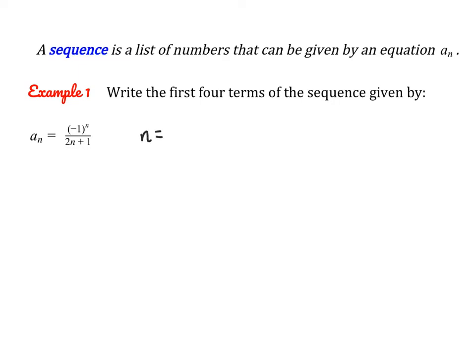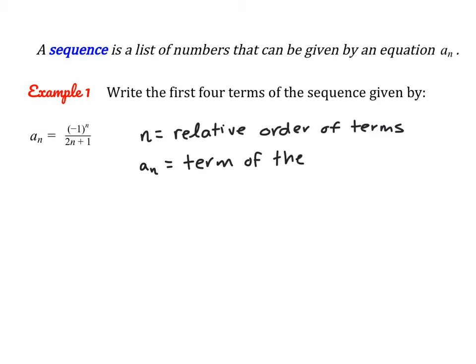So n is the relative order of the terms. So if you have n equals 1, it would be your first term. If you have n equals 5, it represents your fifth term. So it's kind of the place in line. And then whatever a sub n is, it is the term, the actual term of the sequence. So it's just really important to know that n represents the place in line and a sub n is what the actual term is.